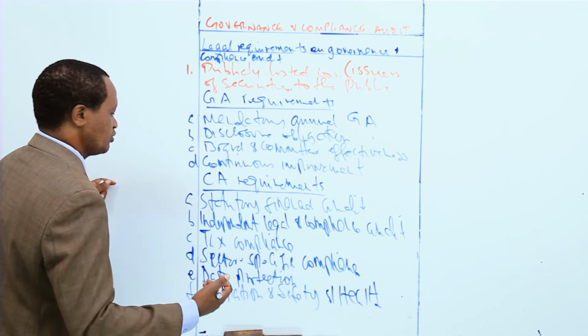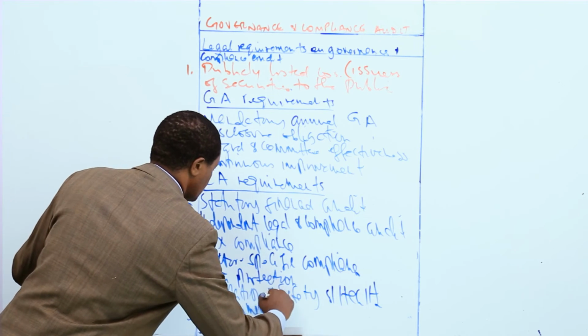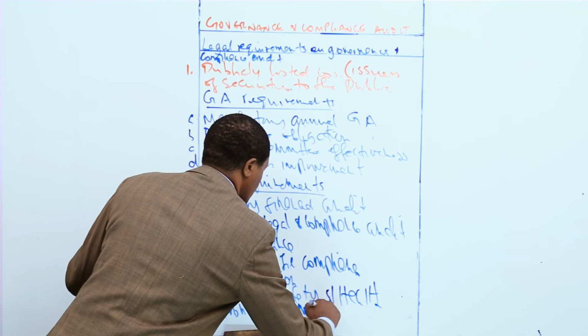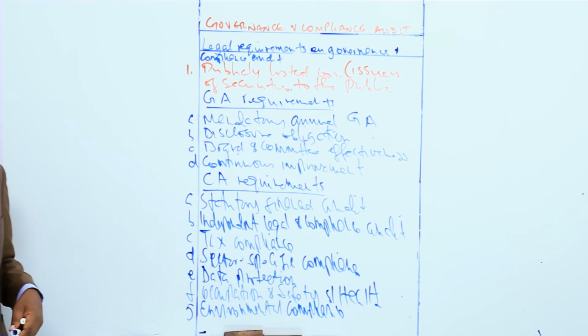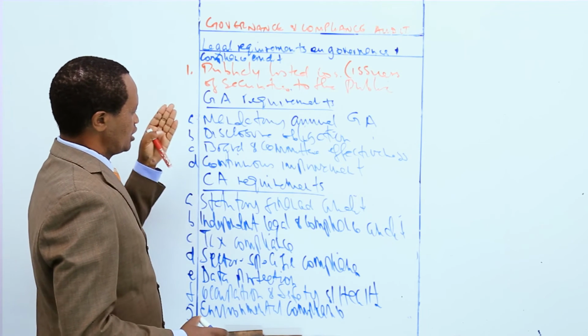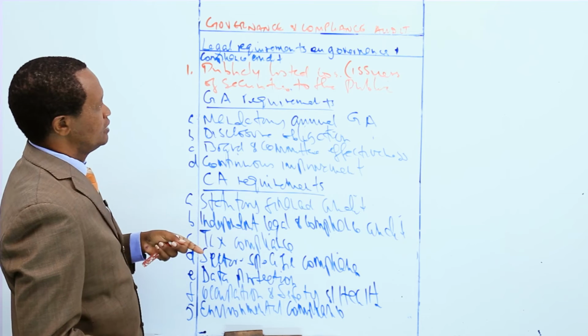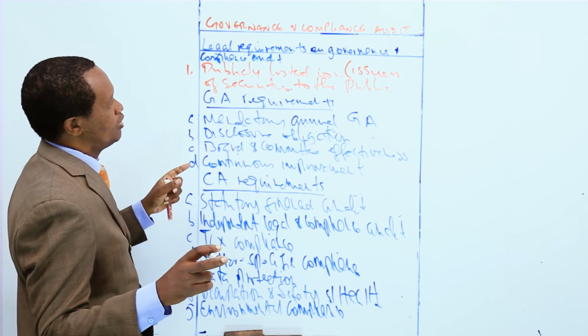Then we have environmental compliance. This is for relevant industries. For example, compliance with the National Environmental Management Authority, that is NEMA, regulations under the Environmental Management and Coordination Act. So these are the governance audit requirements, and these are compliance audit requirements for publicly listed companies, issuers of securities to the public. Let's move to the second type of entity.